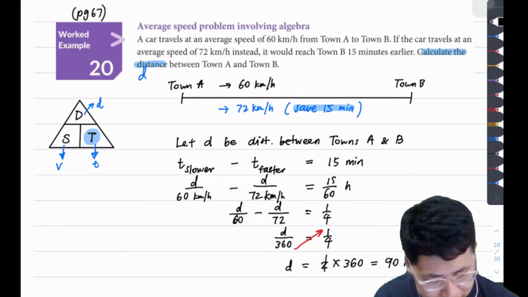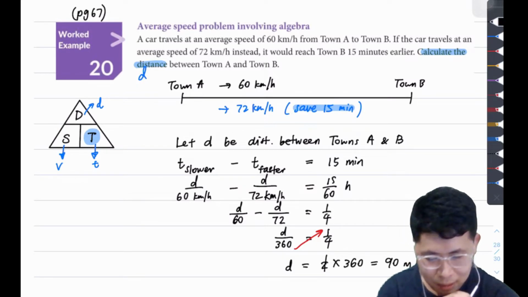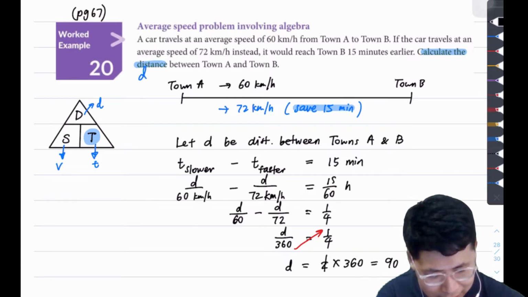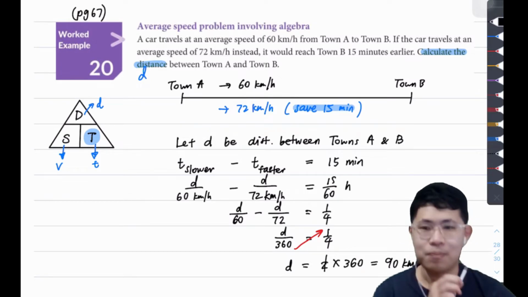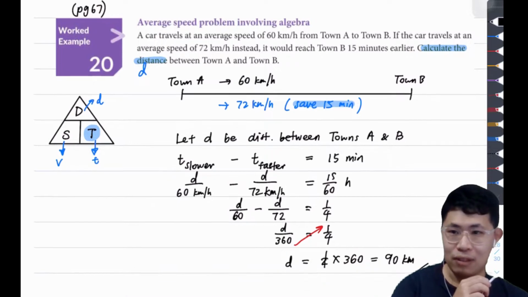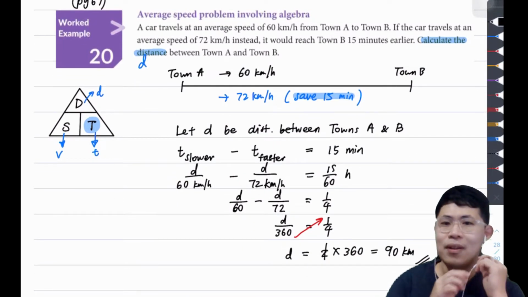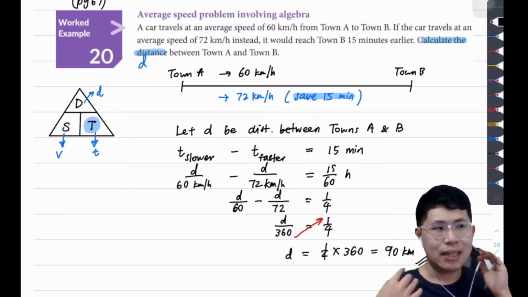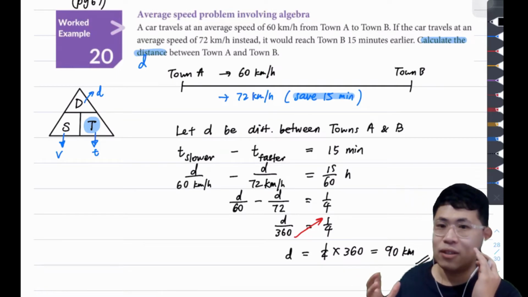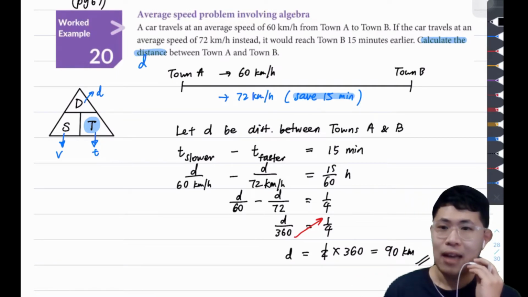So this would be 90. So the distance between the two towns is actually 90 kilometers. So this is the end of the first worked example. Okay, so I hope this is clear enough for you to see that it's possible to do it using algebra.